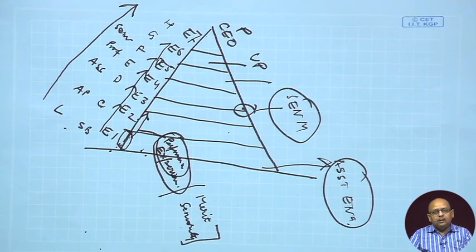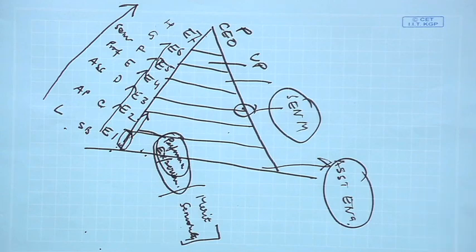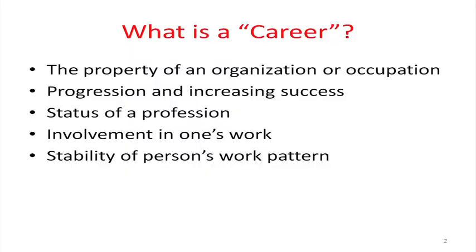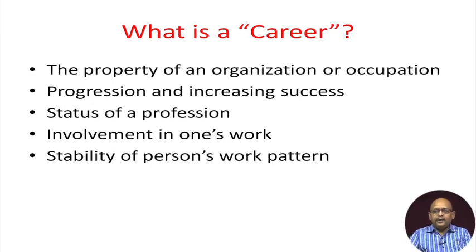Okay. And this also shows the stability of a person's work pattern. It means that as you move, you are going to perform at that level. You remain active and stable at that level. When you move to the next level, this stability is gone for some time, and then again you try to establish yourself, right.